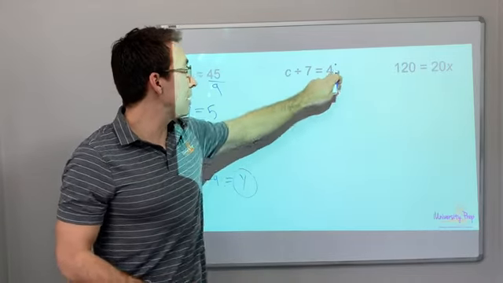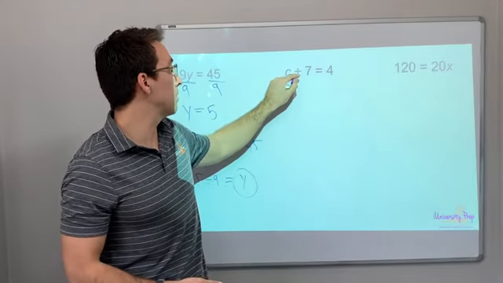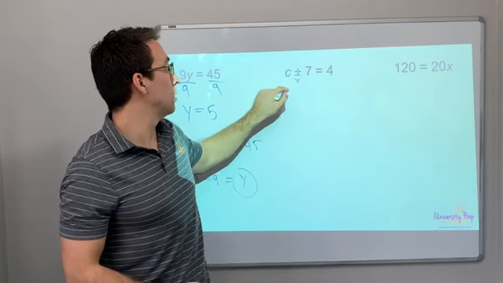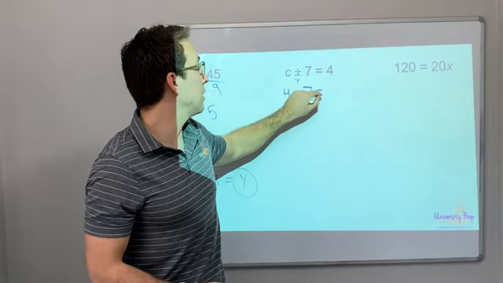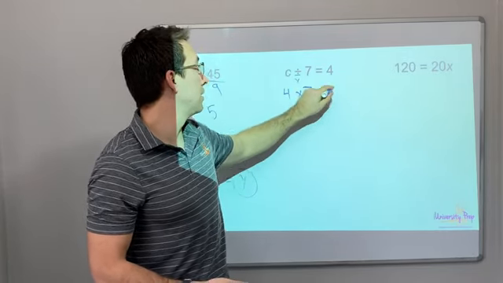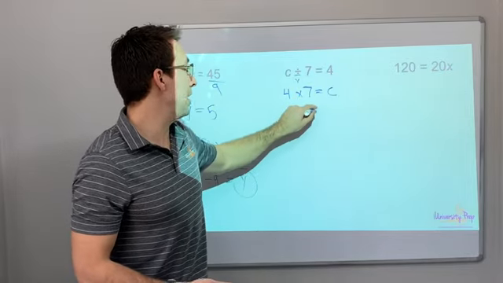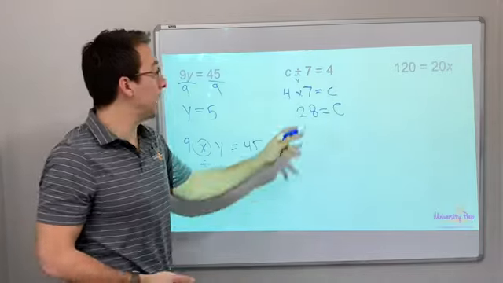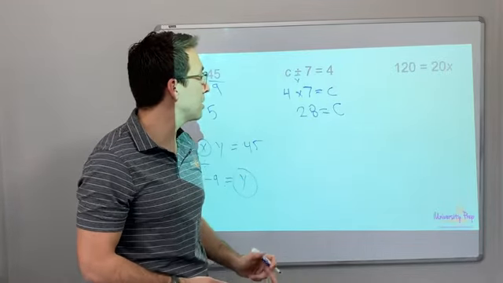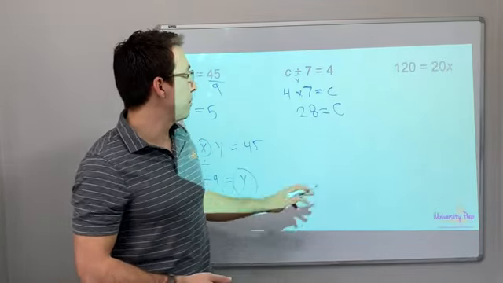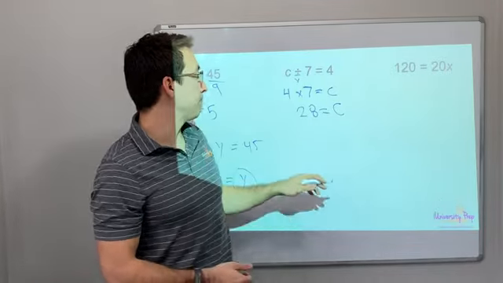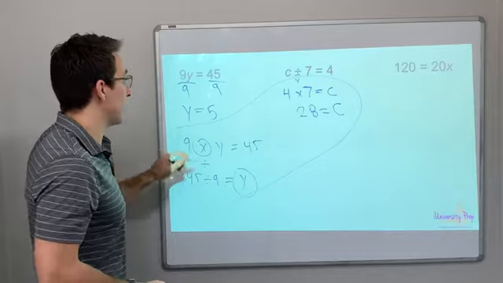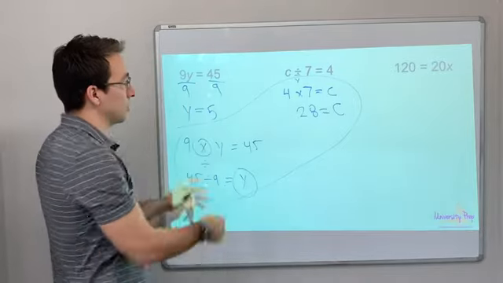C divided by 7 equals 4. So the opposite would be multiplication. 4 times 7 equals what? C. So 28 equals C. That's it. We isolated C. C is on the other side, right? So another way, and watch. This is written the same way, and now I'm going to write it this way.